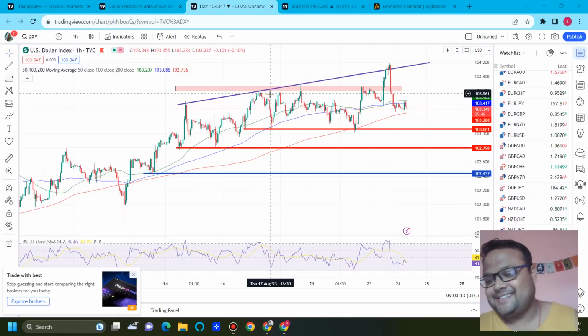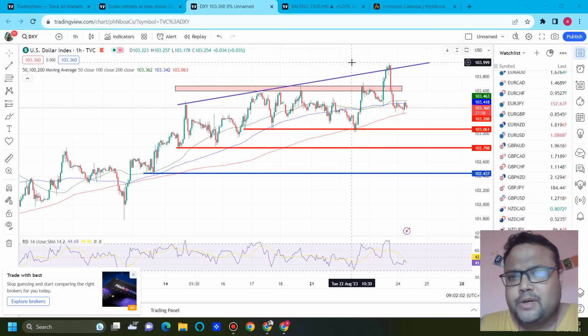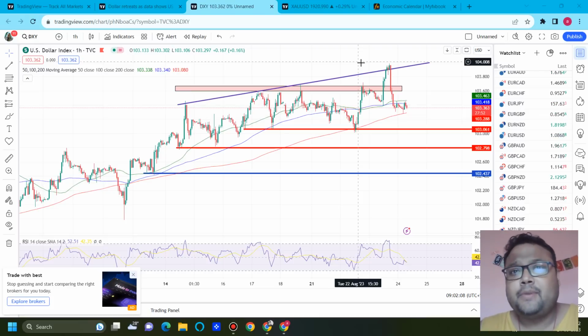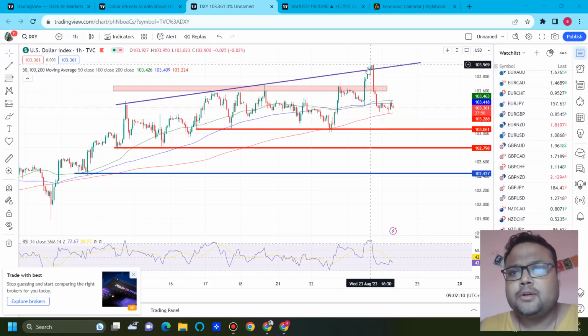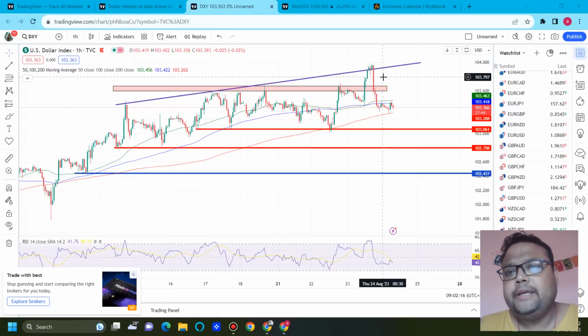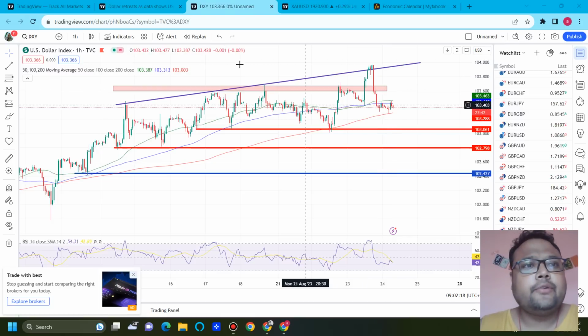So let's get started. Yesterday, the DXY dollar index made a high of almost 104, and after that we saw sharp price rejection, and ultimately a huge correction on the chart of DXY. Right now, DXY is trading at 103.36.